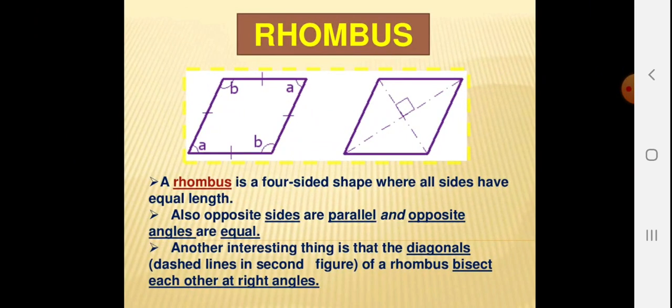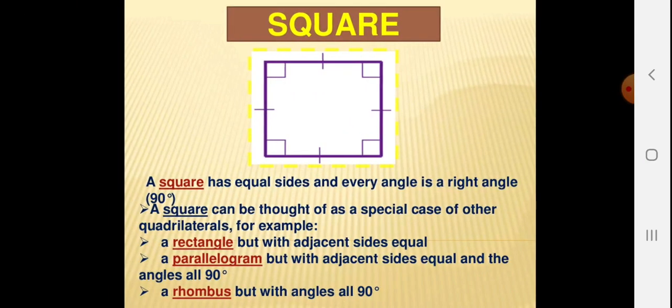Rhombus is a four-sided shape with all sides of equal length. Also, opposite sides are parallel and opposite angles are equal. Another interesting thing is that the diagonal dashed lines in the second figure of the rhombus bisect each other at right angles. So remember students, the diagonals in the rhombus always bisect each other at right angles.